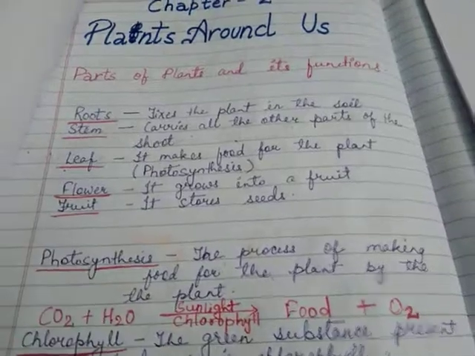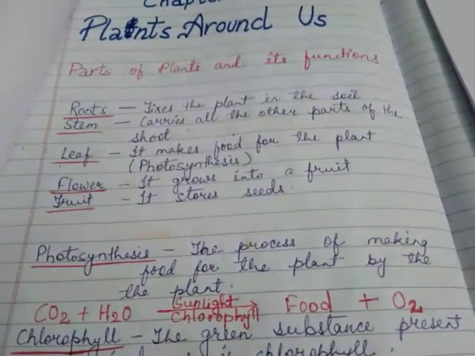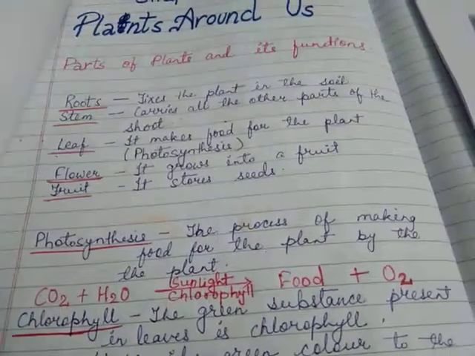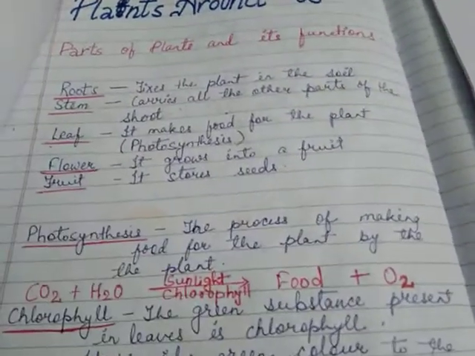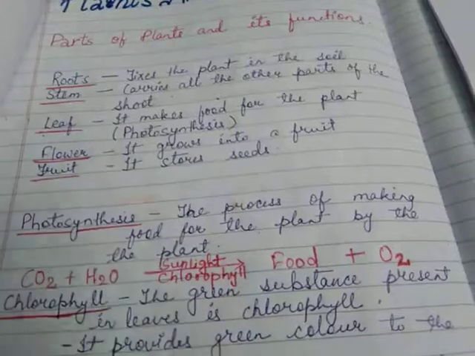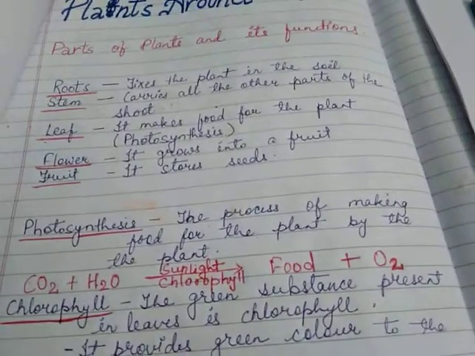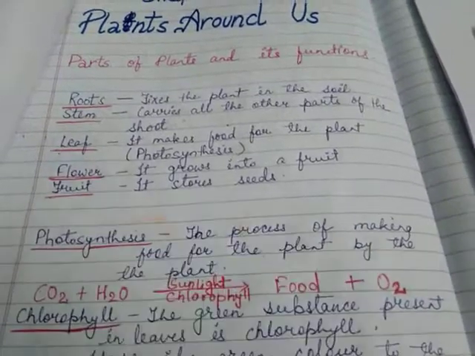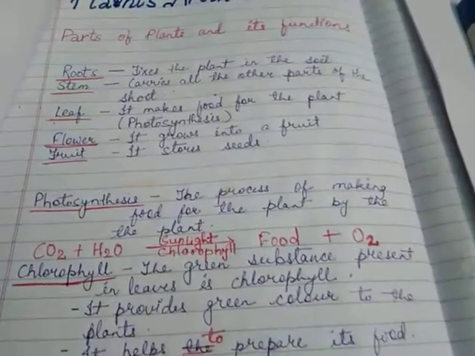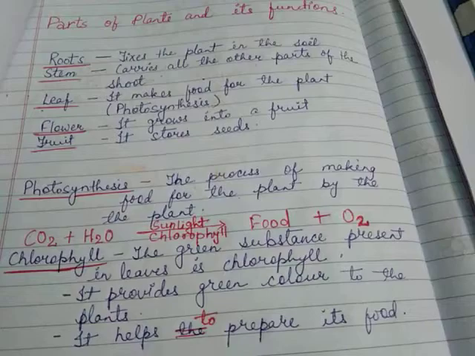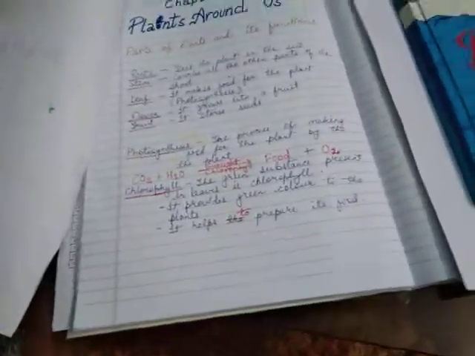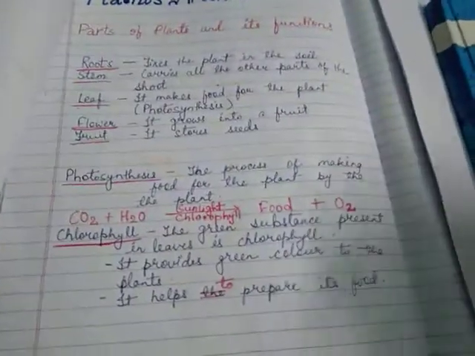This process goes on. A fruit gives rise to a new plant, and that new plant gives rise to many fruits. Again, these fruits give rise to new plants, and this process goes on. And we should always try to maintain this in our environment so that we can get maximum oxygen.